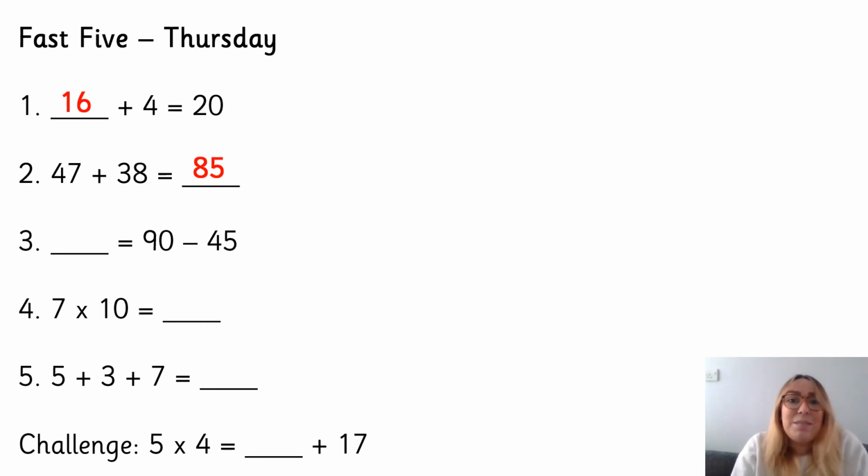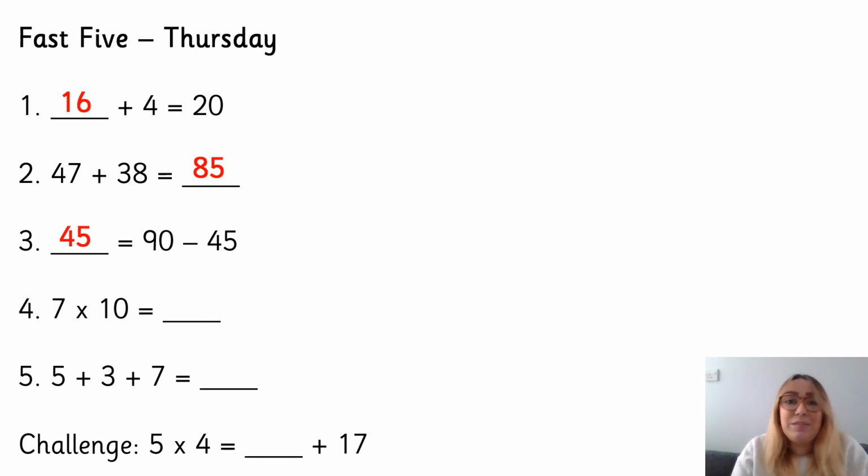Number 3, something equals 90, subtract 45. Now remember, we can put our equal sign anywhere along our equation. It doesn't have to go at the end before the answer. So it's really important that we know that that just means we're doing 90 subtract 45. And whatever is before the equal sign, it's the same. 90 subtract 45 is 45. You might know your doubles. You might know that double 45 is 90, so you might have worked it out that way. You might have done 90 subtract 5 is 85, and then subtract 40, which is 45.